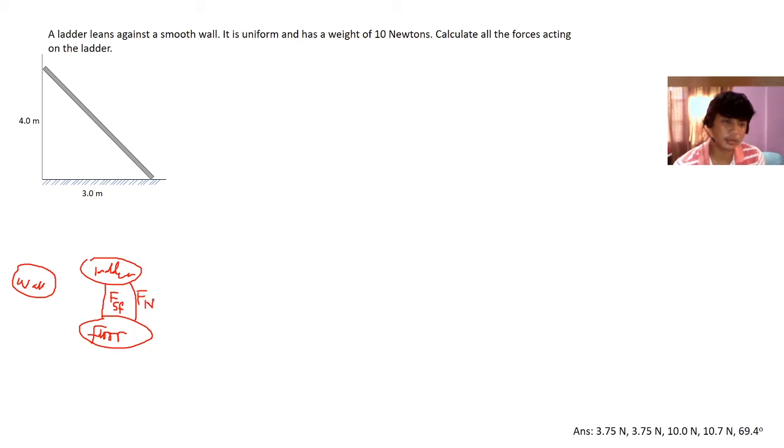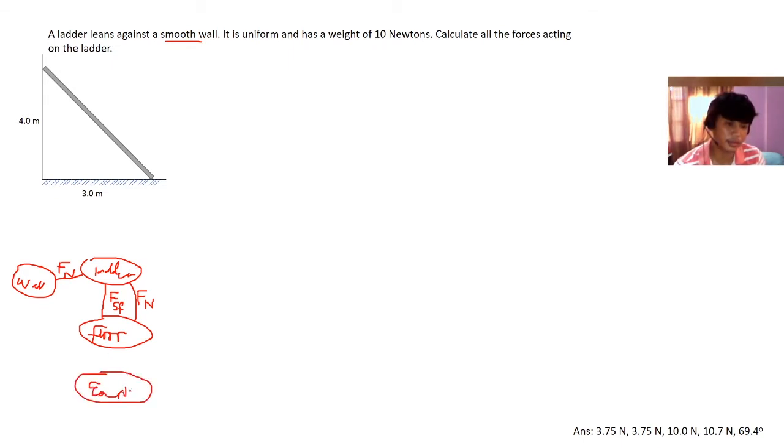and the normal force is always acting perpendicular to the surface. That's why it's called the normal force, because normal in mathematics is perpendicular. Between the wall and the ladder, there is also a normal force. There is no friction force. How do I know that there is no friction force between the wall and the ladder? Because the wall is smooth.